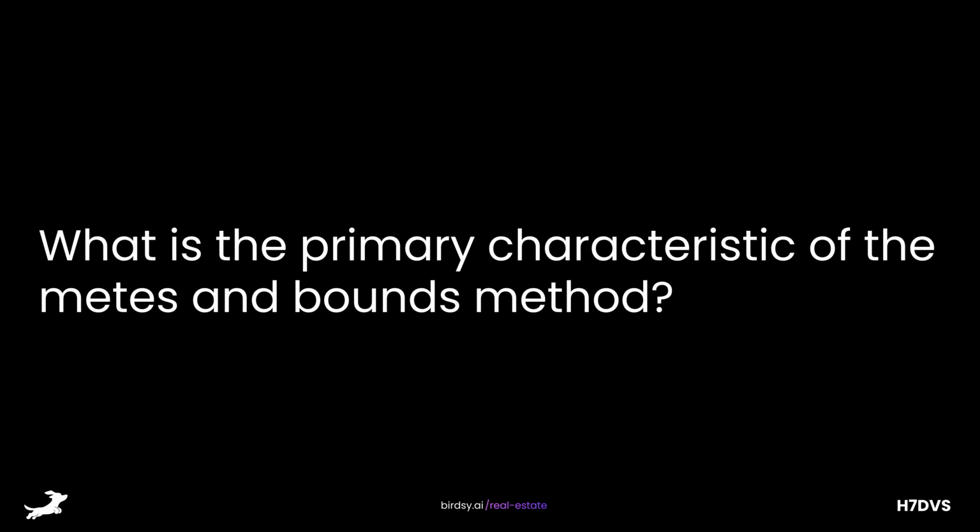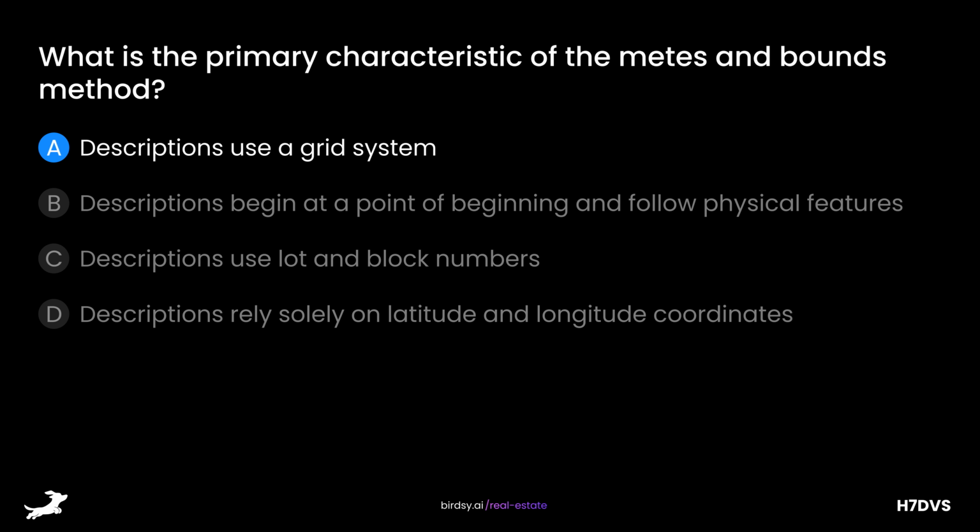What is the primary characteristic of the meets and bounds method? Is it A. Descriptions use a grid system, B. Descriptions begin at a point of beginning and follow physical features, C. Descriptions use lot and block numbers, or D. Descriptions rely solely on latitude and longitude coordinates? The answer is B. Descriptions begin at a point of beginning and follow physical features.